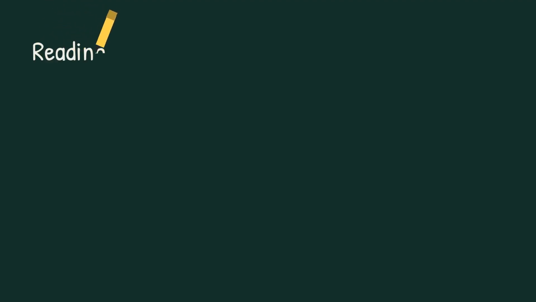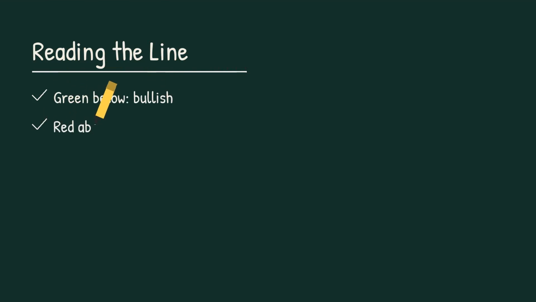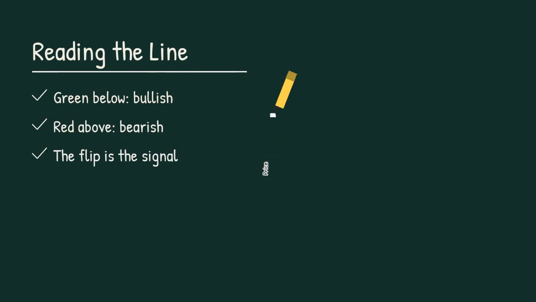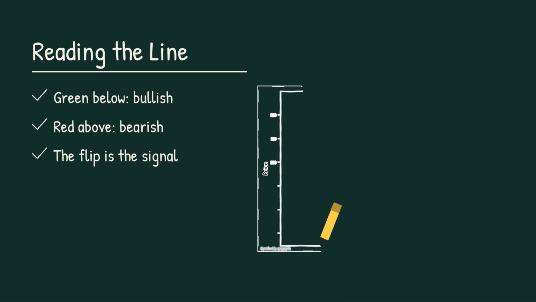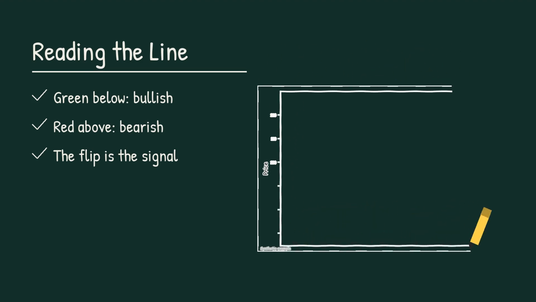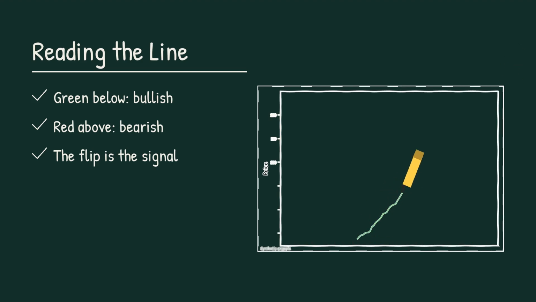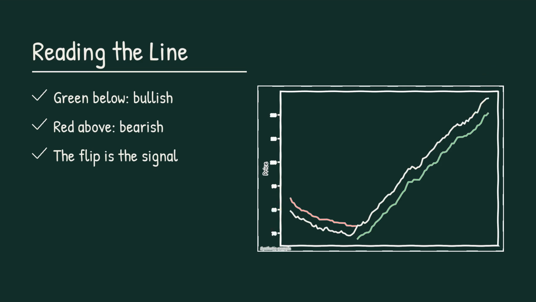Visually, it's simple. Green line under price means bulls are in control, and that line is your dynamic support. Red line above price means bears are in control, and that line is dynamic resistance. The flip itself, where the line jumps to the opposite side of price, is the signal. Everything else is just holding the trend.